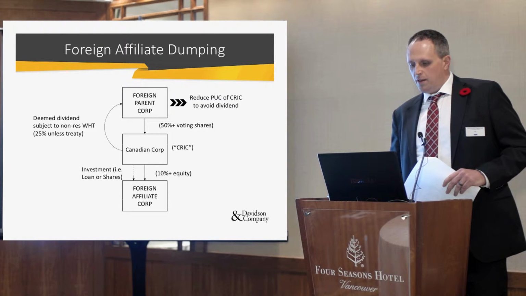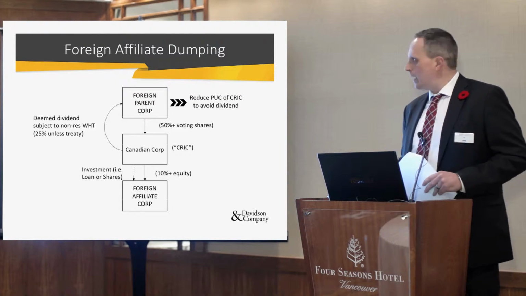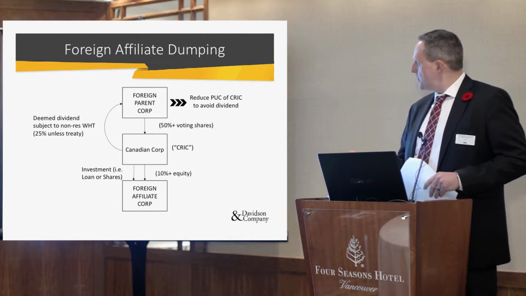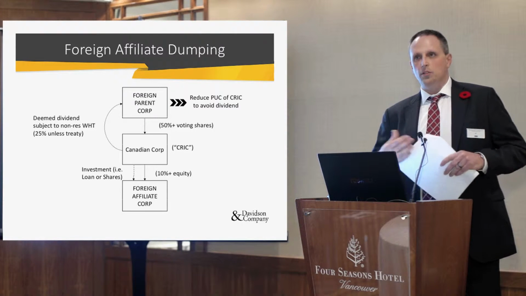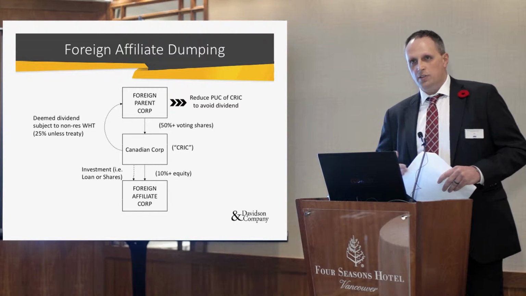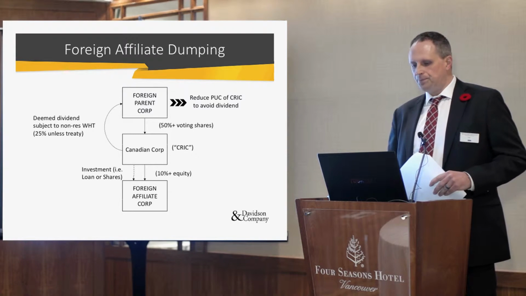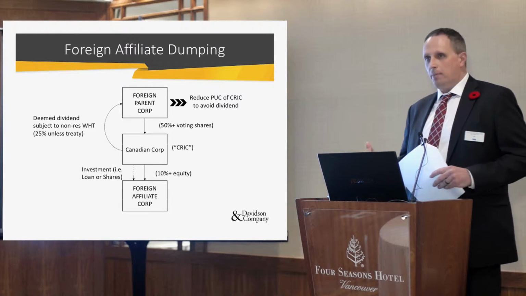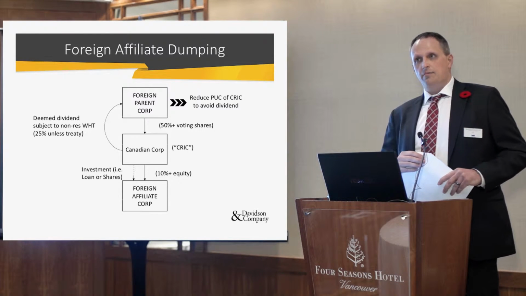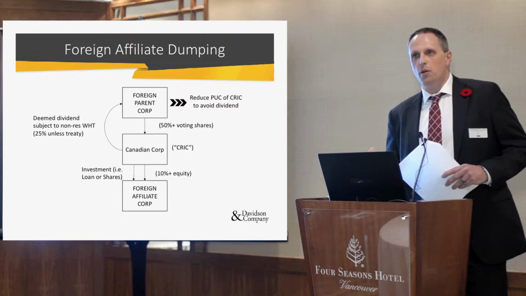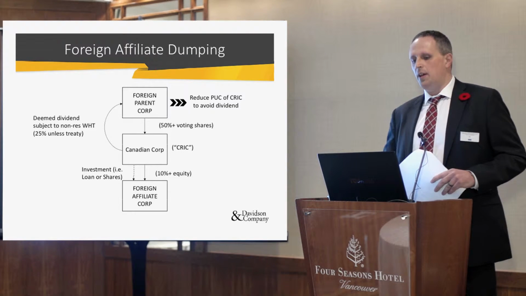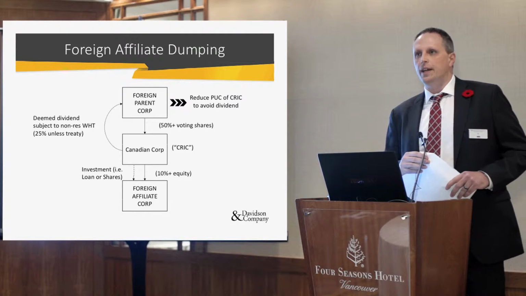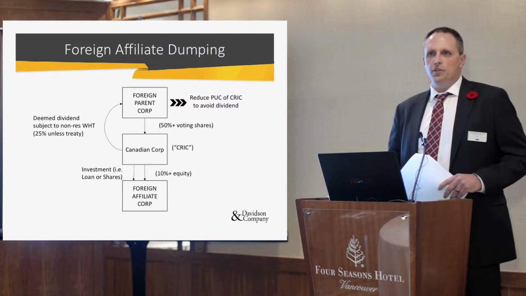It owns a foreign corp or foreign affiliate of which it owns 10% or more of the equity. It then makes another investment, whether in the form of a loan or subscribing for shares of this foreign company. That amount then is deemed to be a dividend back up to the parent. As I said, the basic rate would be 25% withholding tax on this deemed dividend, and depending on what country that corporation resides in, it can be reduced to a lower rate under the treaty.